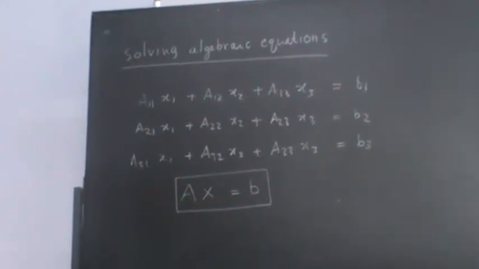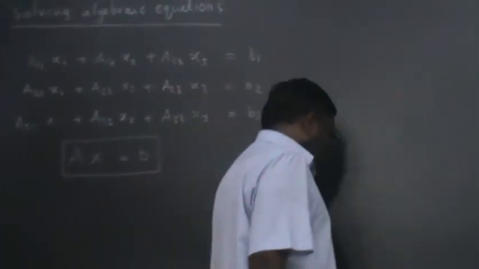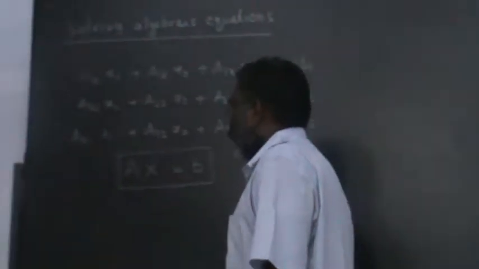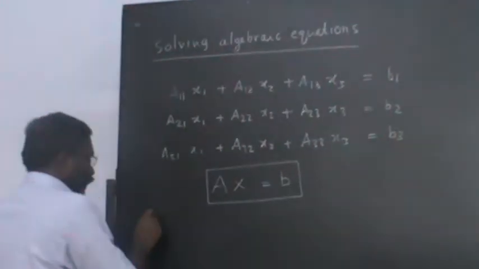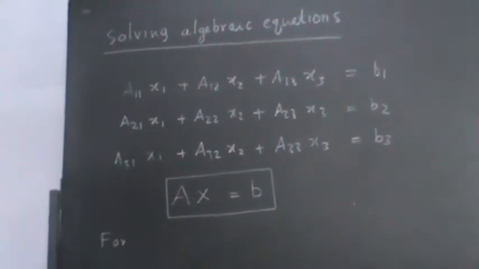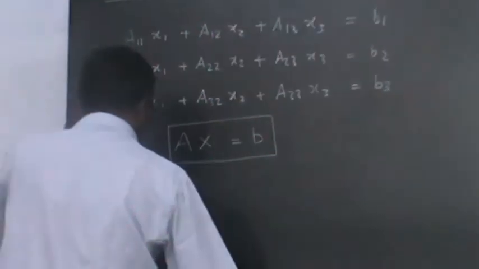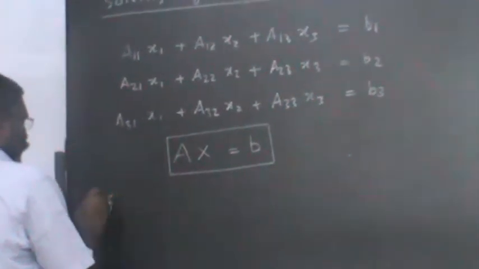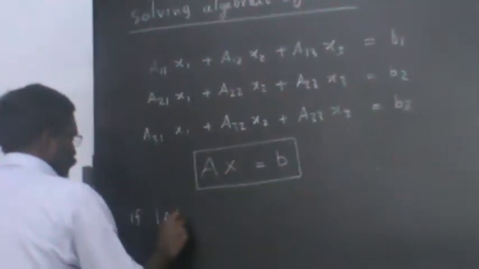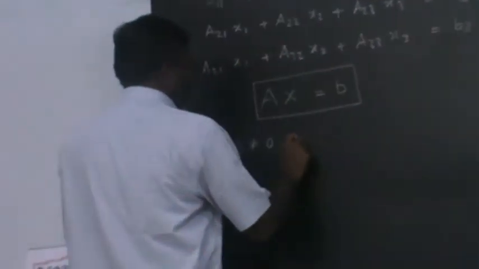Three-value relation and two quadrants inside. So let's not worry about it completely at this moment. You know that you will have a solution for X. So you can say that if the determinant of A is not equal to 0, then we say that A is non-singular.